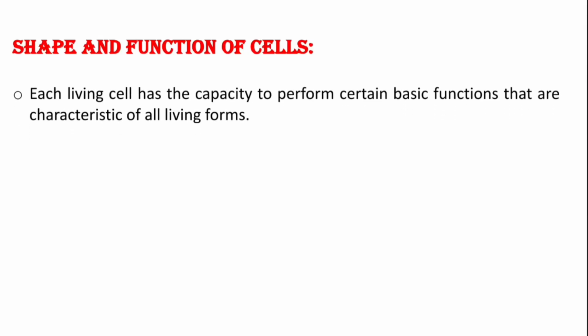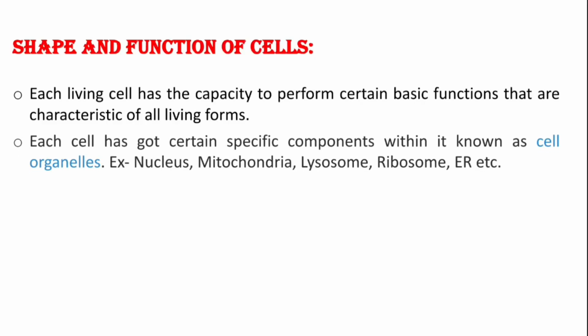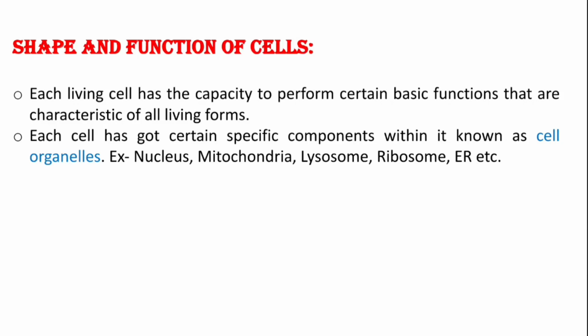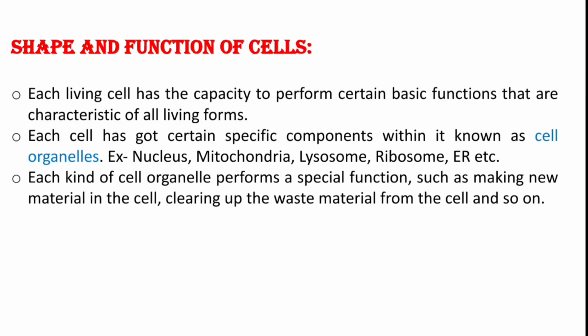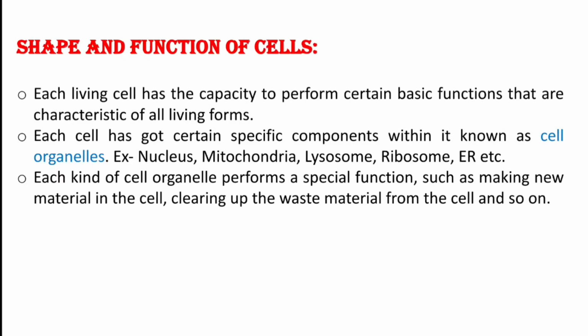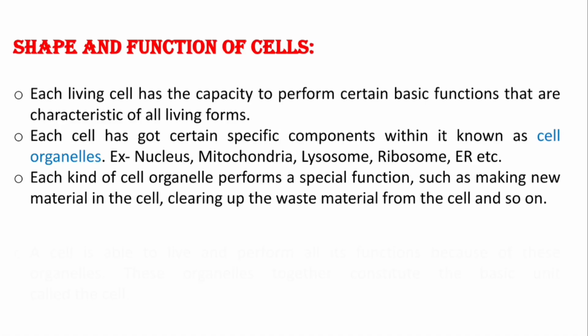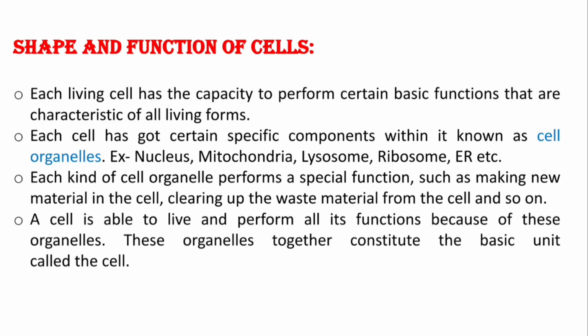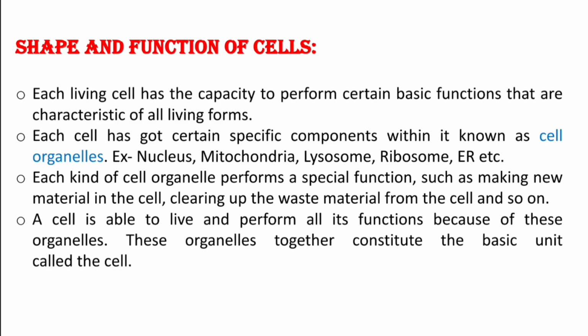Each living cell has the capacity to perform certain basic functions that are characteristic of all living forms. There are different kinds of components in each cell, known as cell organelles. Each kind of organelle performs a special function, such as the nucleus housing the genetic material, mitochondria being responsible for energy production, lysosomes clearing waste material and recycling cellular components, and so on. A cell is able to live and perform all its functions because of these organelles. These organelles together constitute the basic unit called the cell.